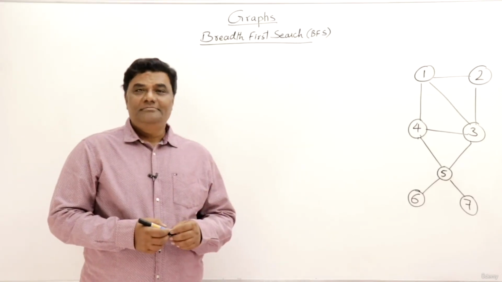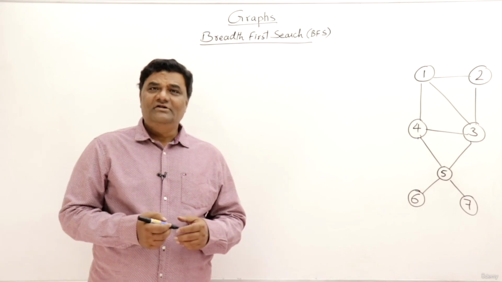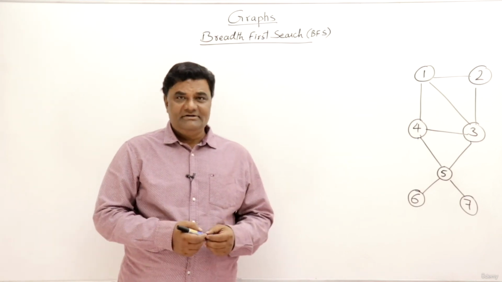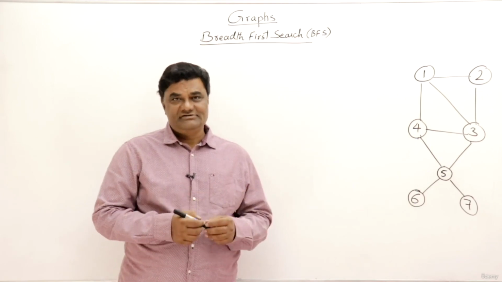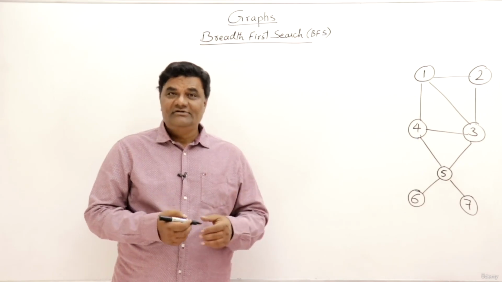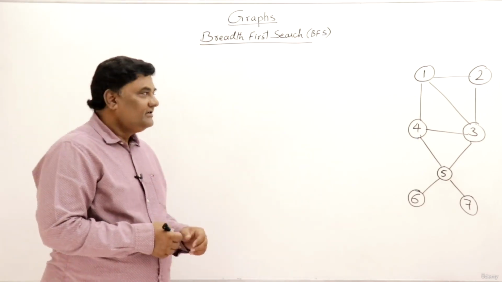Here we look at breadth first search traversal of a graph. As a graph is a nonlinear data structure, there are two suggested traversal methods, breadth first search and depth first search. These are similar to tree traversal methods. How they are similar to tree traversal methods, I'll show you. Let us start with breadth first search.